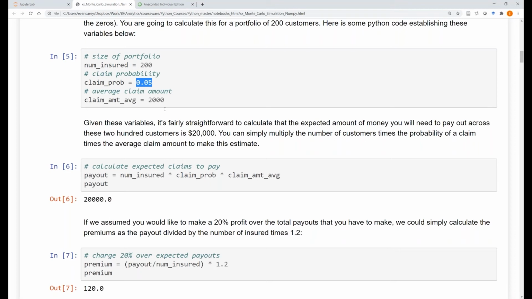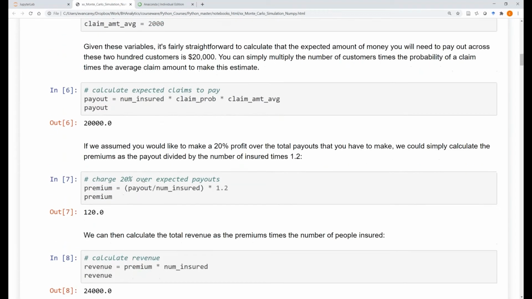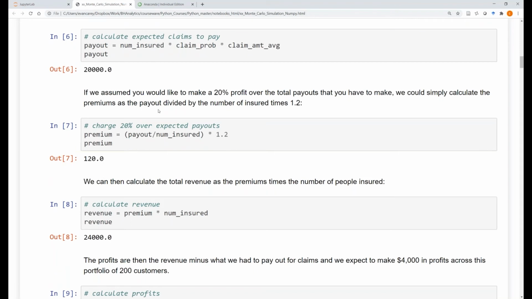But at the end of all of that, I'm still estimating the average expected payout and reporting it, potentially with a confidence interval. So when I'm done, even if I've done a bit of portfolio management through some linear models, I end up with an estimate of the expected payout for the portfolio. And if I wanted to make a 20% profit over the total payouts, I could simply calculate the premiums I need to charge across the full portfolio based on my expected payouts, right?